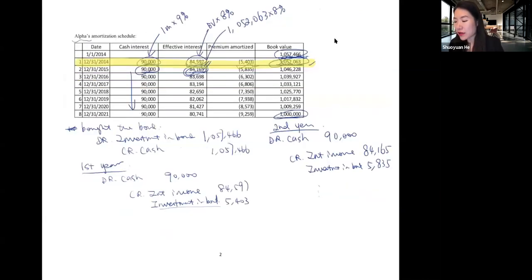And then if you look at Alpha's books at the end of the year 2015, the investment in bond account goes down to 1,046,228. And then the interest income account is 84,165. So basically, for the consolidation entry star B, we just need to write off all of those accounts.